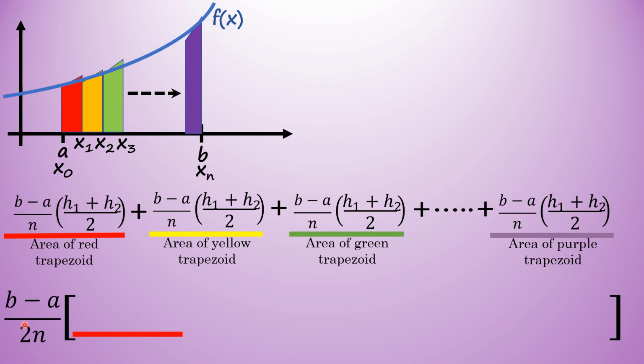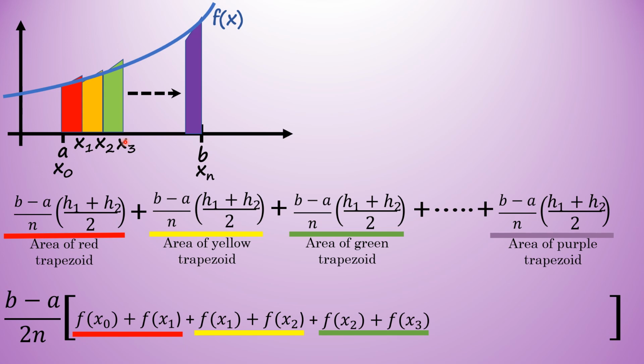Now, for the red trapezoid, it begins above x sub 0 and ends above x sub 1. So h1 plus h2 for the red trapezoid would be f of x sub 0 plus f of x sub 1. The yellow trapezoid begins at x sub 1, ends at x sub 2. The green trapezoid begins at x sub 2, ends at x sub 3. And then this would be applied for as many trapezoids as you would be working with. Remember, the more trapezoids that you work with, the more accurate your approximation, but the more work you'll have to do.